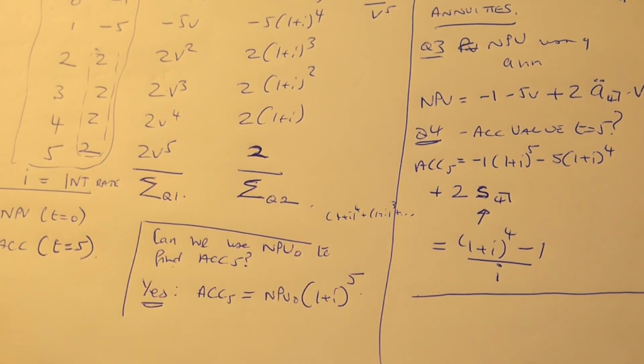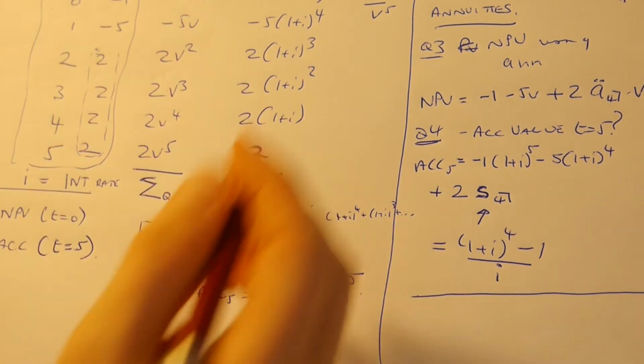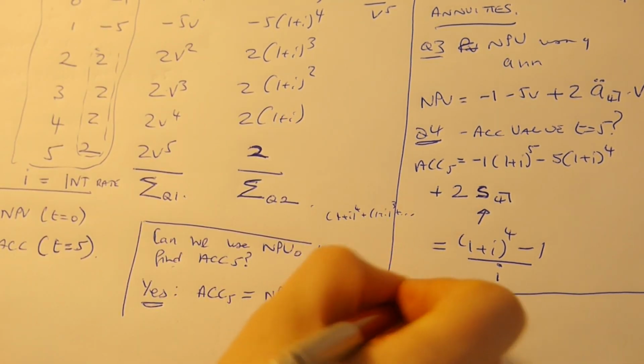So hopefully that's been a useful quick run through of the basics of discounting and accumulating a series of cash flows and using some annuity functions too. Thank you.